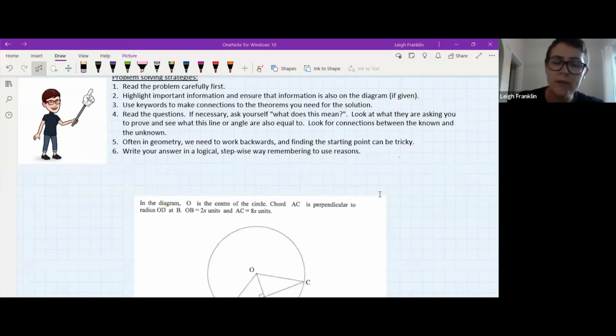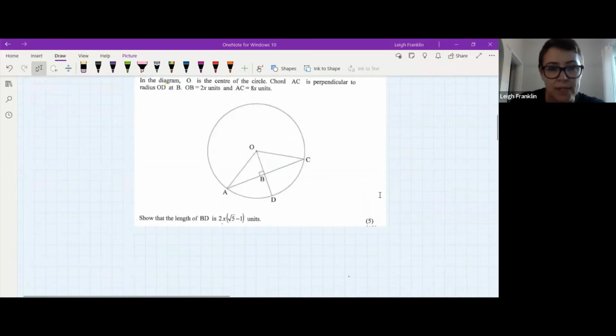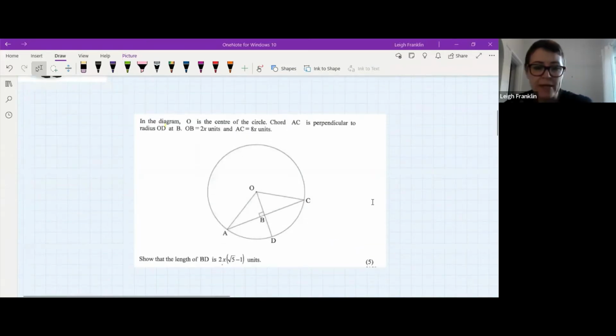All right. What I also want to suggest is that you highlight important information and ensure that that information is not just at the top, but that you've also written it down or that it's visible on the diagram as well. Okay, so if we have a look at what I'm using as an example, hopefully that's big enough and everybody can see it. It says in the diagram, O is the center of the circle. So now, which word in that sentence do we think is a keyword that we should highlight?